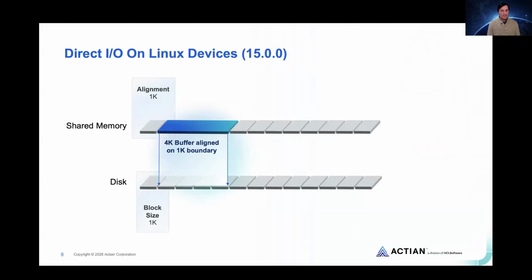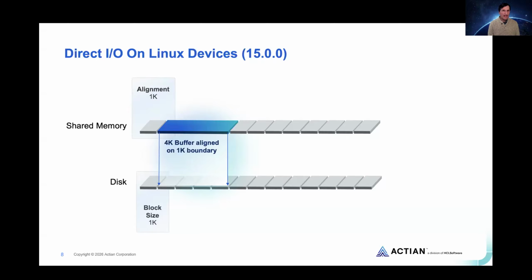So here's a picture of a 4K buffer in shared memory that is aligned on a 1 KB boundary. And as long as the disk that we're writing to has a block size of 1K or 512 bytes, that is compatible with the disk. That alignment in memory is compatible with the disk. And so we can do direct I/O to this disk, and we do direct I/O in version 12 and earlier versions of 14 and all that using this kind of block size on the disk.